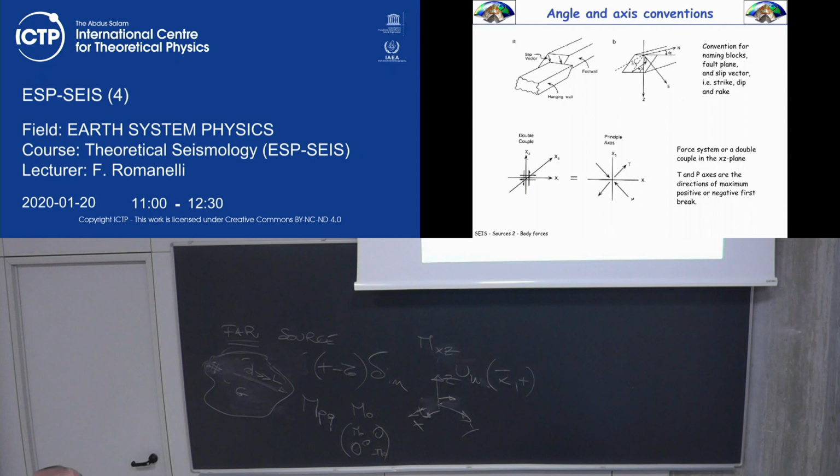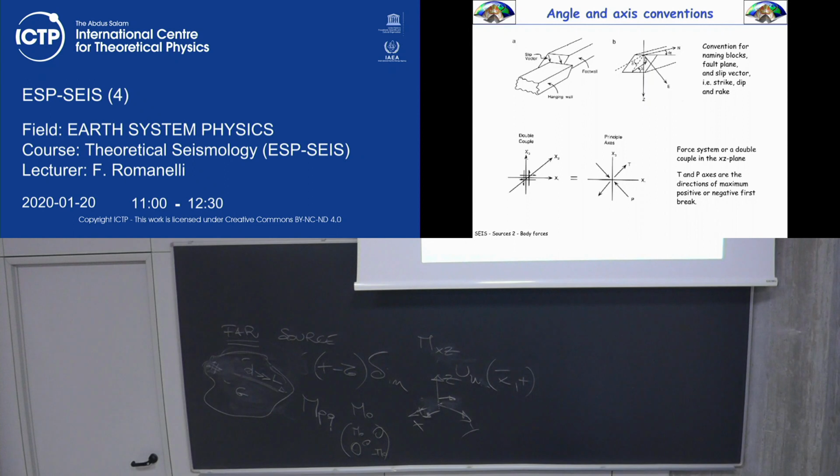So what do we have here? This is the fault. We have an area with its normal, and its normal is related to strike and dip in geological terms. Are we okay with this? n_i is nothing else than strike and dip, and the slip vector. Remember the conventions for a fault in geological terms: the strike, the dip, and the rake. Three angles.